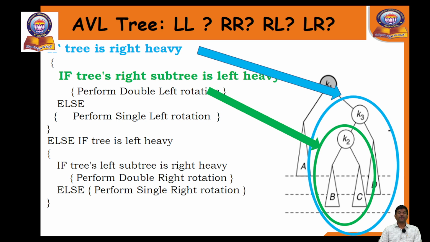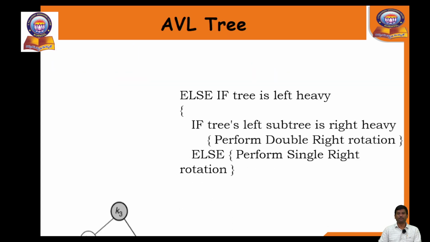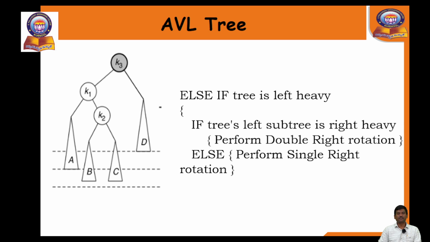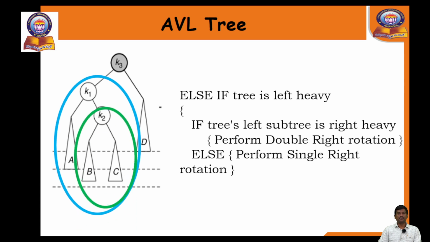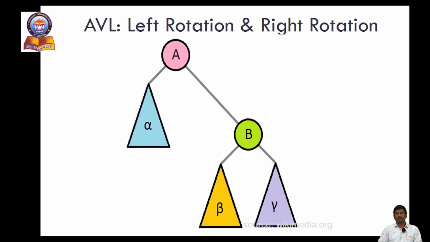So observe in which scenarios the left rotation is to be implemented, the right rotation is to be implemented, and double rotations are to be implemented. Similarly, in this tree diagram, left is heavy because A, B, C are one more level as compared with D, and within your left subtree, right is heavy. So you need to perform the double rotations. This is how you can understand when to perform the single rotation and when to perform the double rotations.